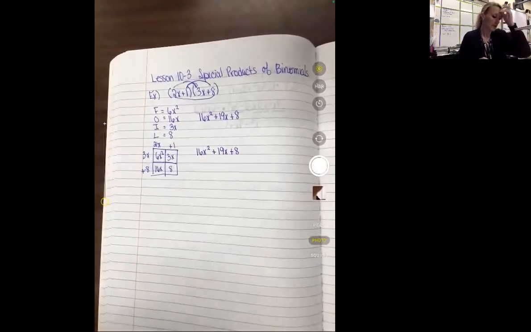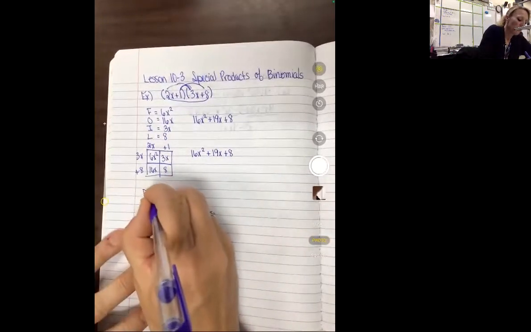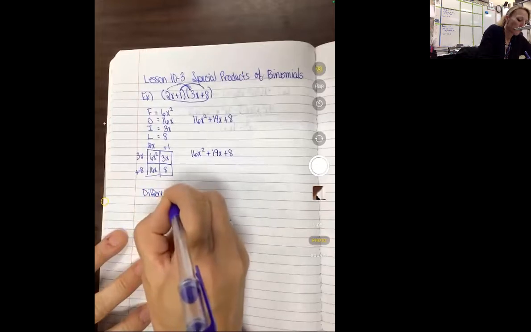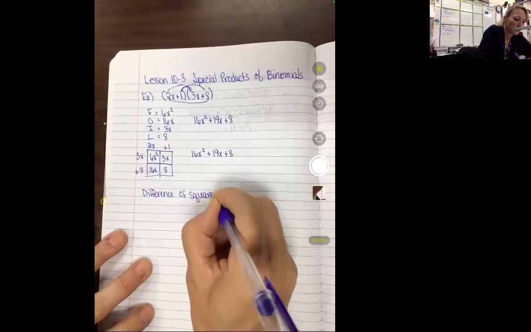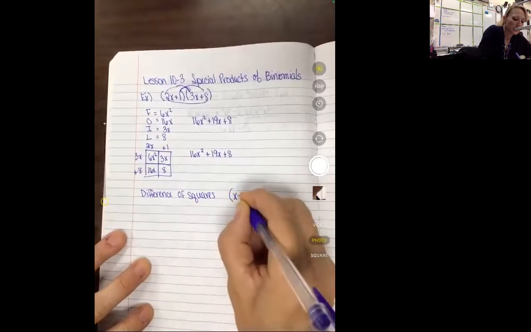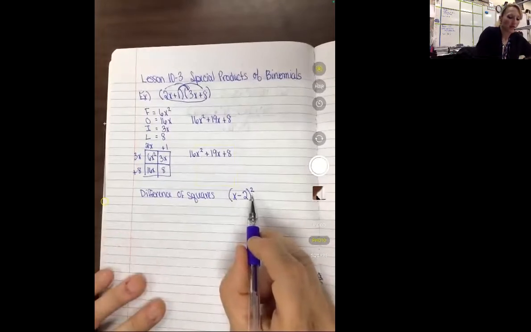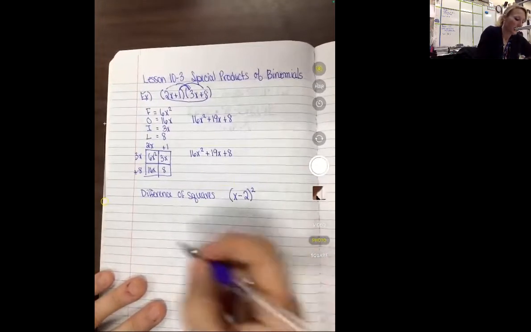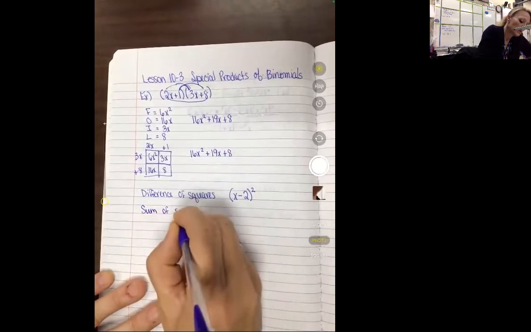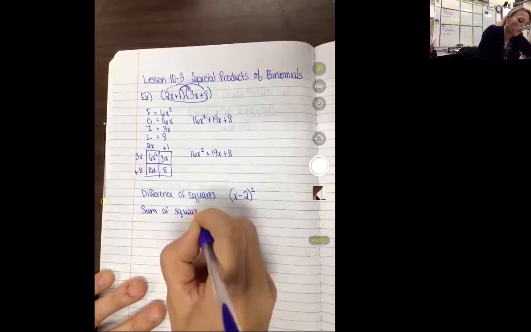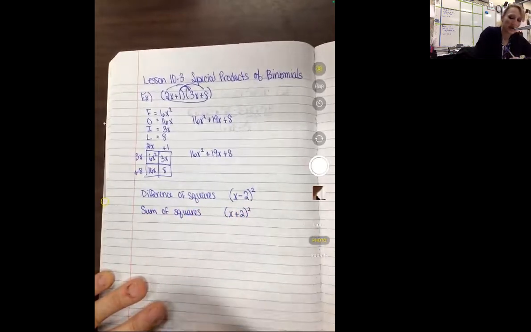So we're going to be looking at what happens when we have differences of squares. So differences of squares are when you have something like x minus 2 squared. So that's a square. I have kids all the time that just want to distribute the square, and we cannot do that. We also are going to look at sums of squares, which are the same thing, except it's a plus sign in the middle instead of a negative.